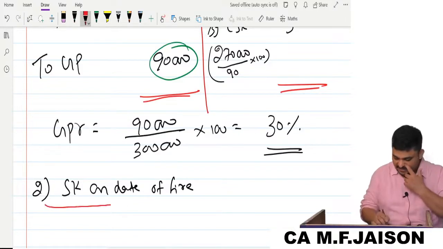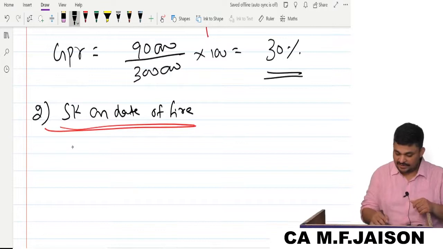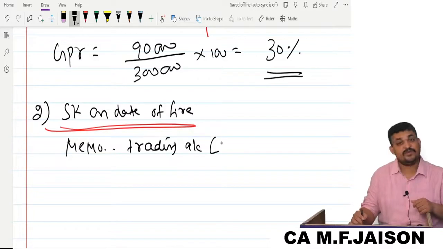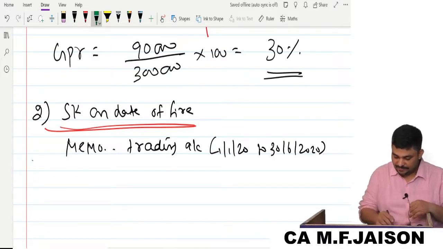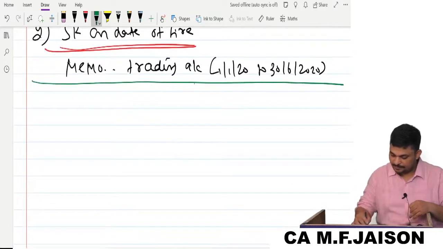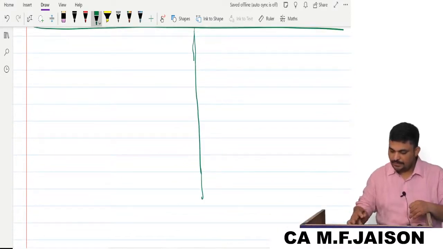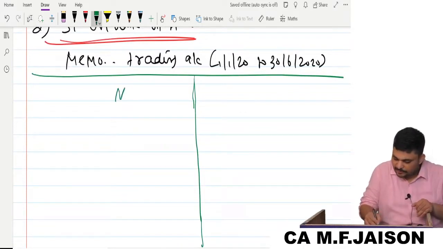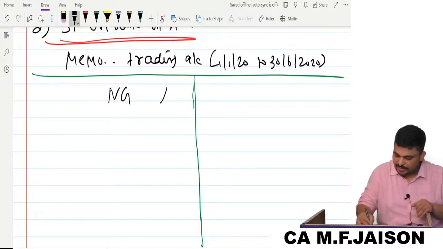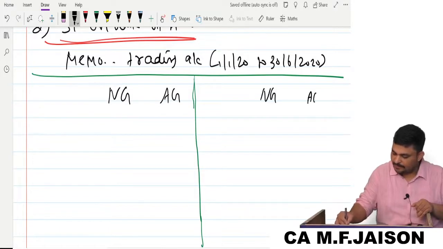Stock on date of fire. So we will prepare the memorandum trading account. We prepare the memorandum trading account for a specific period from the beginning of the year in which fire occurred, 1/1/2020, till the date of fire, 30th June 2020. Like that we are preparing. Here we have normal goods and abnormal goods. If you prefer, you need not have these 2 columns, but I would have 2 columns here: normal goods, abnormal goods.